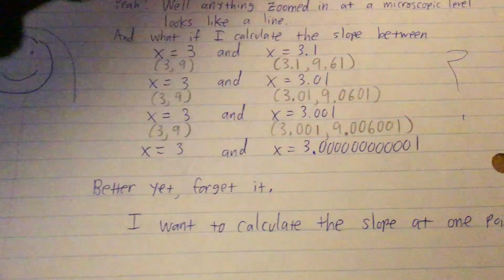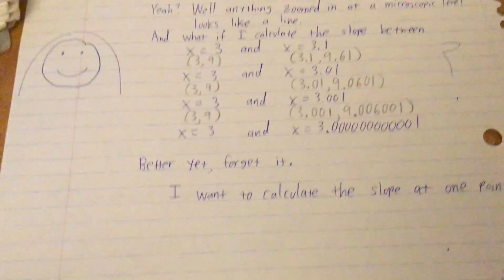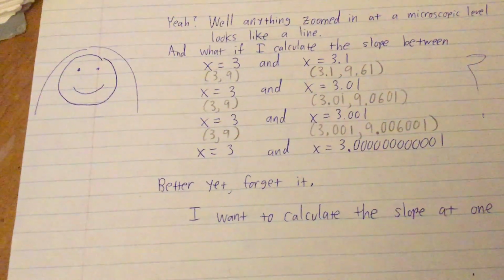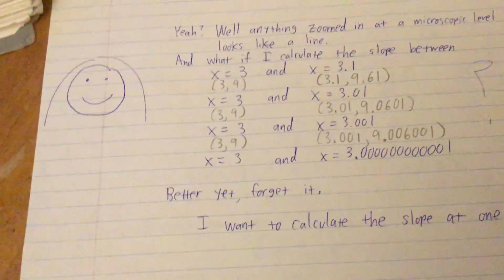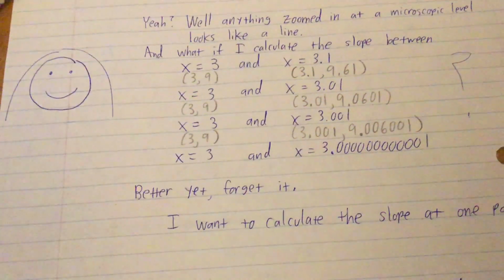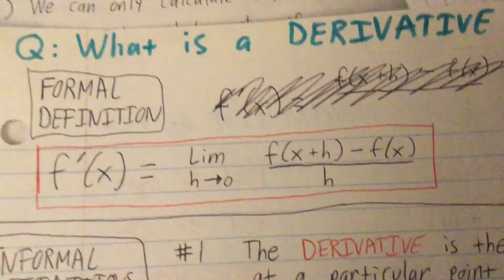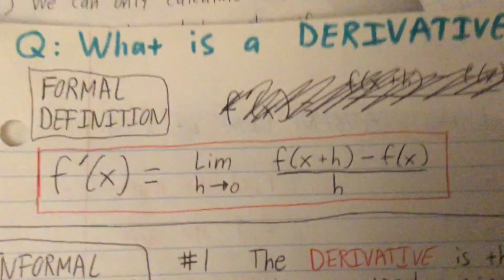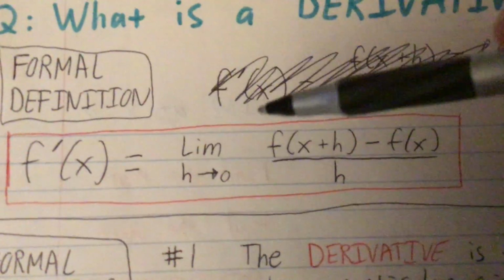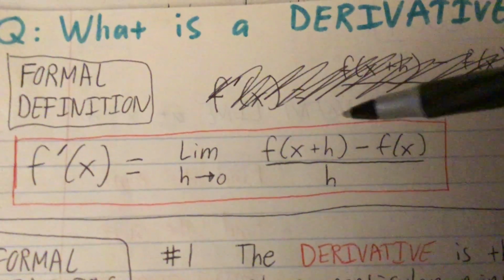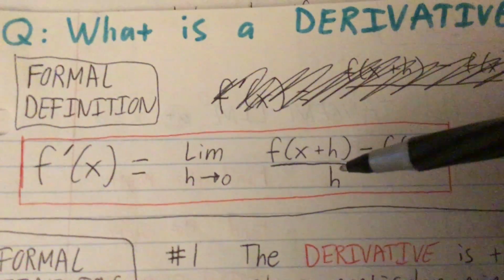There's my paper. Do you get the idea that Isaac Newton turned the world of algebra upside down by saying, I can take the slope at one point, and it's called the derivative? So, what is a derivative? Well, the formal definition of the derivative is f prime of x is defined as the limit as h approaches 0 of f of x plus h minus f of x over h.